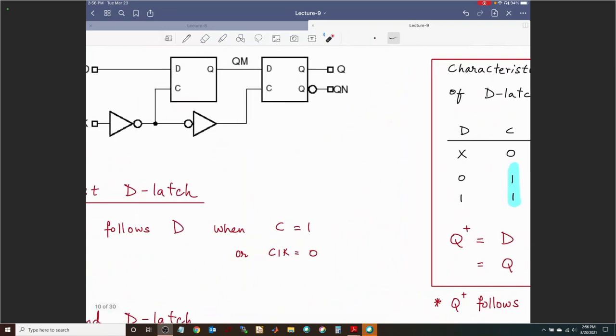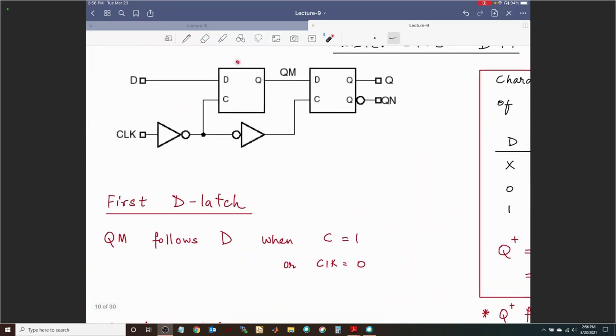Now, if I apply that same characteristic table for the first D latch over here, let me use maybe blue here. So this particular latch, I am calling my first D latch. I have an input D, I have an output Q master, QM, some intermediate output, and my C input actually is clock complement. So can I say QM will follow D when C is 1? I need C to be 1 here. If C is 1 here, then QM will follow D. Can I say that?